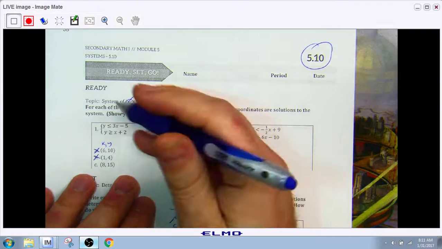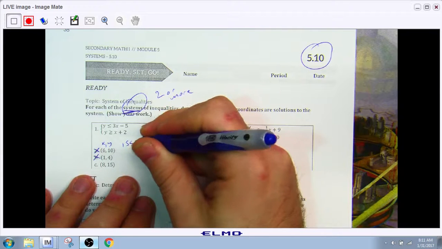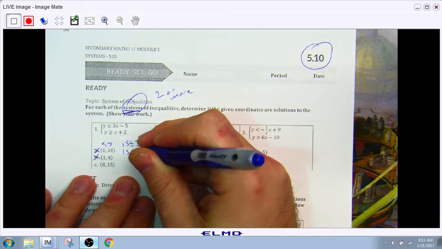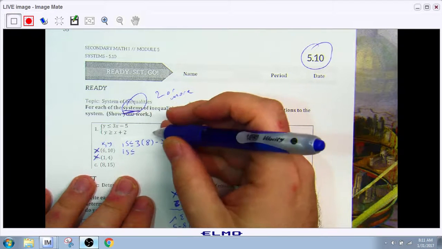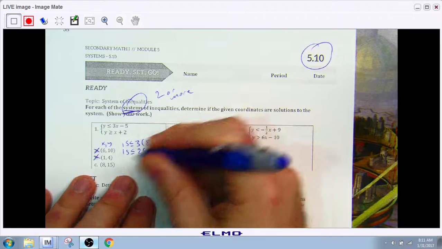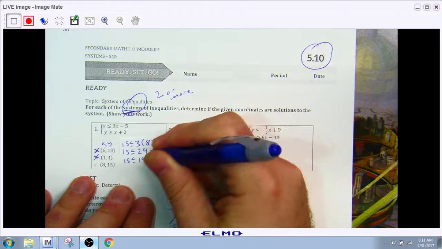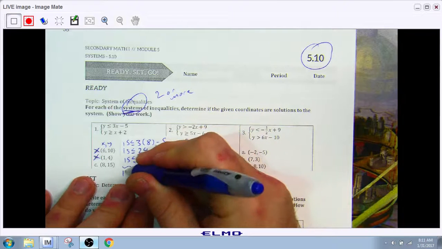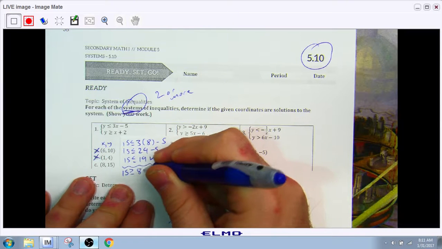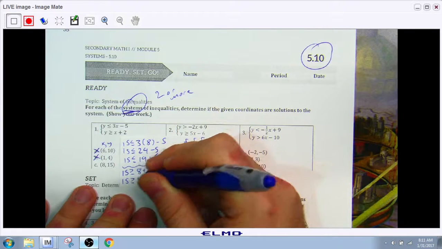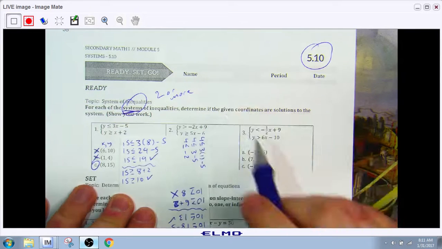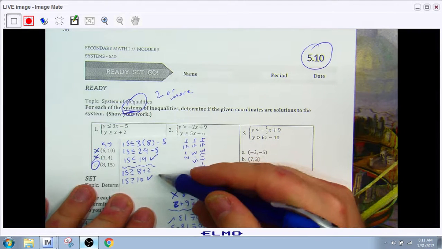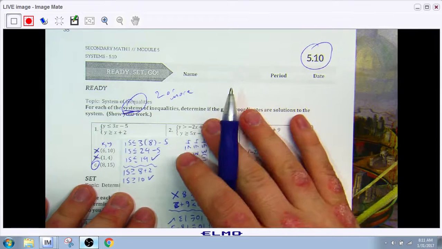And finally, 8, 15. Is 15 less than or equal to 3 times 8 minus 5? Is 15 less than or equal to, what is that, 24 minus 5? Well, yeah, 15 is less than or equal to 19. So it works for that one. Let's try the second equation. Is 15 greater than or equal to 8 plus 2? Is 15 greater than or equal to 10? Yes, it is. So C will be our answer because it satisfies both of the equations. It satisfies the whole system. All right.